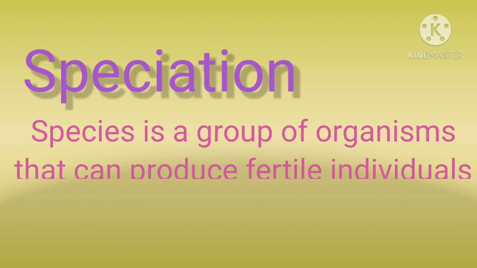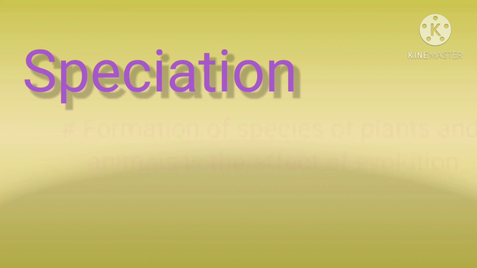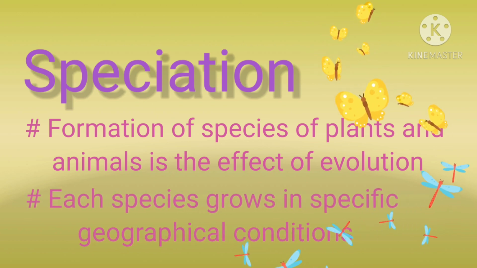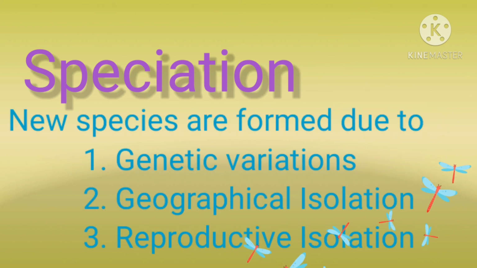Speciation. Species is the group of organisms that can produce fertile individuals through natural reproduction. Well, formation of species of plants and animals is the effect of evolution. Each species grows in specific geographical conditions. New species are formed due to genetic variations, geographical isolation, and reproductive isolation. All these are necessary for speciation.